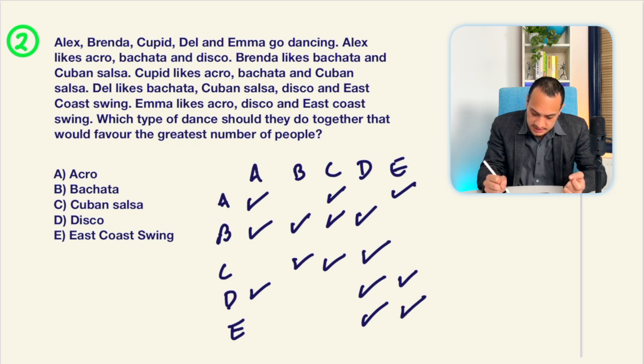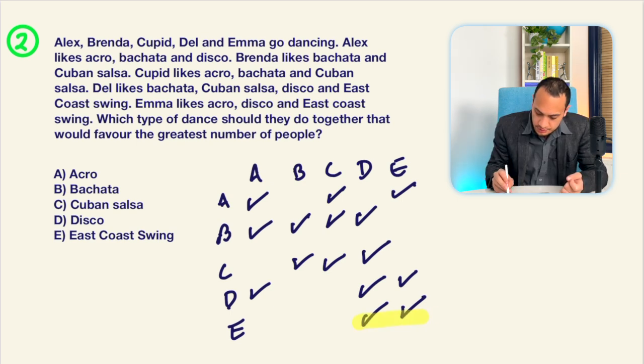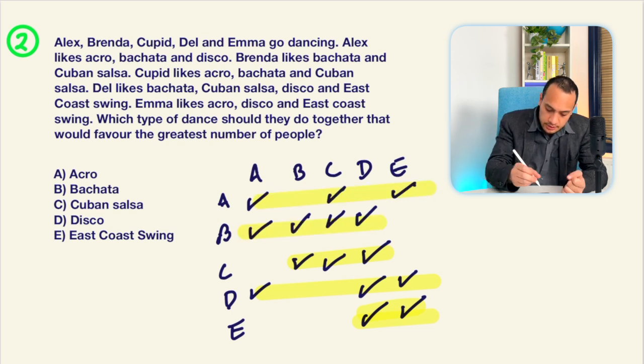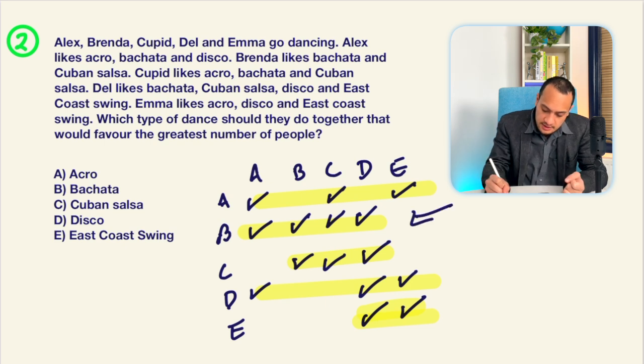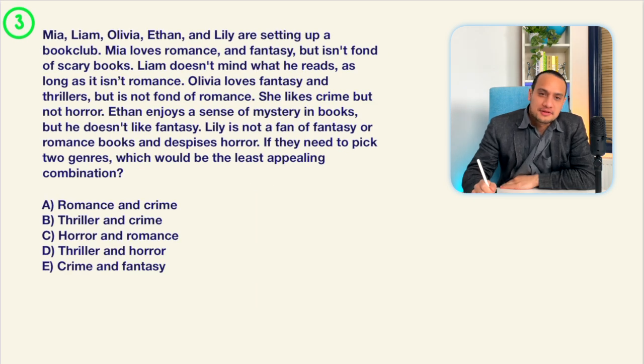And here you can see, if you look at each of these styles of dance, you've got 2 there for East Coast swing, you've got 3 for disco, you've got 3 for Cuban salsa, you've got 4 for bachata, and you've got 3 for acro. So as I have the most ticks in bachata, the answer will be B. So there might be other ways of doing this question, but that's how I've chosen to do it. Pick a method that works for you. So let's look at the third question.